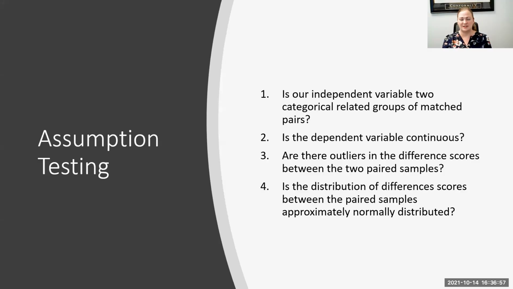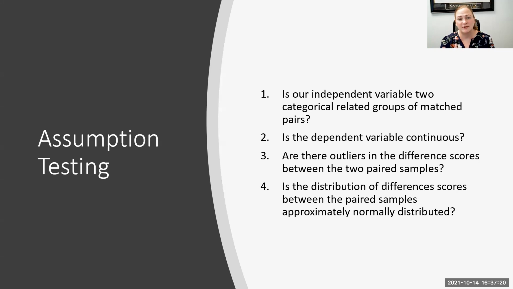So before we conduct our study, we have to meet some assumptions. With the paired samples t-test, we're really looking at 4 different assumptions. The first one is our independent variable: 2 categorical related or matched groups. In our case, they are related groups, in that we have the same group of people before the intervention and the same group of people after. So we meet that assumption.